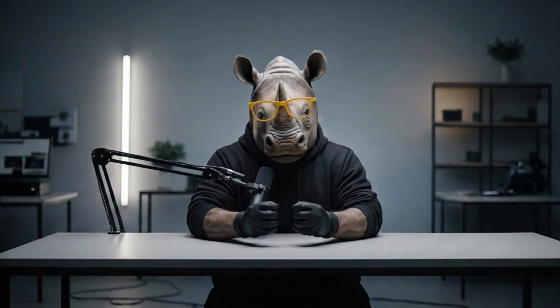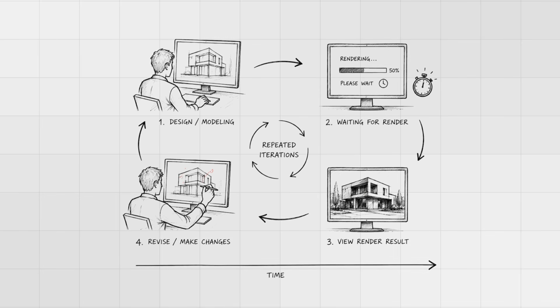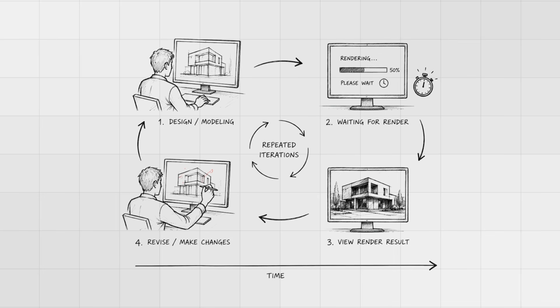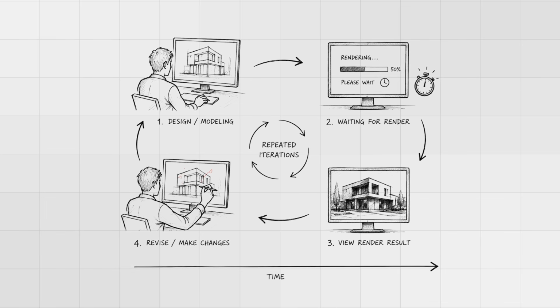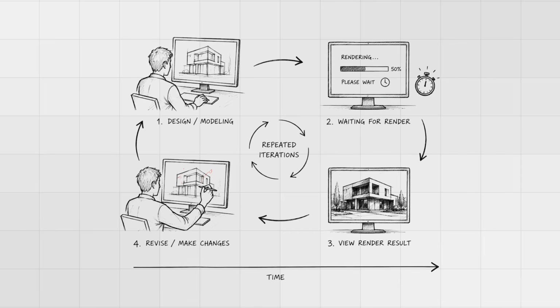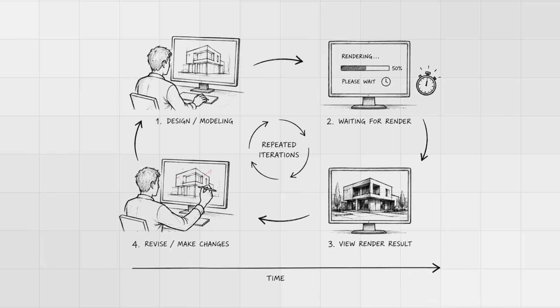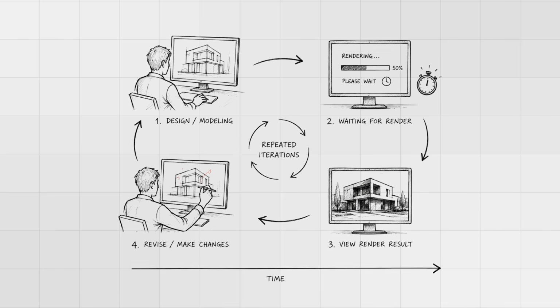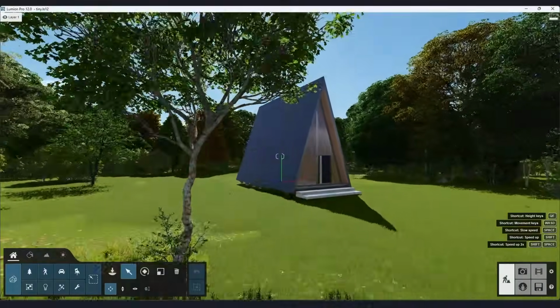But there was one major drawback. The design process and the visualization process were often separated. You would make a change, wait for the render, review the result, make another adjustment, and repeat the entire cycle over and over again. In architectural projects where design decisions change constantly, those waiting times can slow down the entire creative process. Then, over the last few years, the industry started to change.